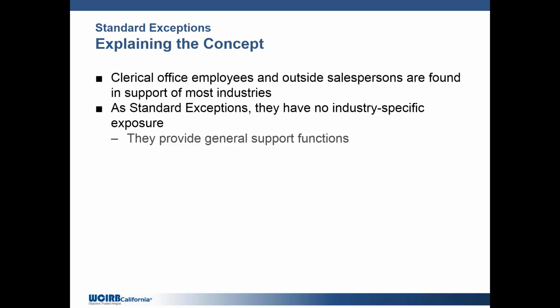Why are these classifications described as standard exceptions? The definitions will show that they are an exception to the basic classification applicable to the business, provided these employees have only standard exposures. It really does not matter what industry a clerical office employee or outside salesperson is working in support of, as they are isolated from any of the employer's basic business operations. In other words, the functions that they're providing are general support functions that are standard or universal to all industries and are not industry specific.